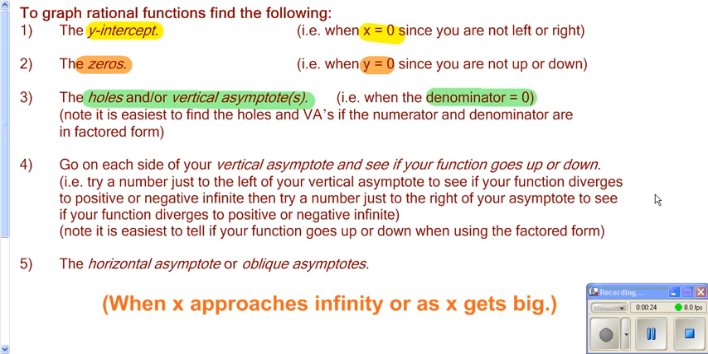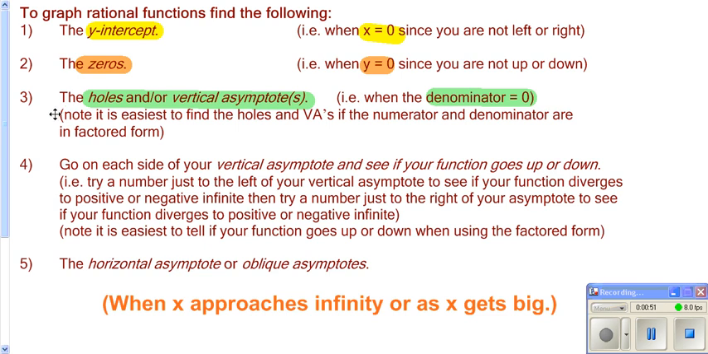You also want to try to find your holes and/or vertical asymptotes. That's when your denominator is 0. It's easiest to find your holes and vertical asymptotes when they're in the factored form, so you'd want to have the top factored and the bottom factored. You have holes, once again, if you have a common factor in the top and the bottom.